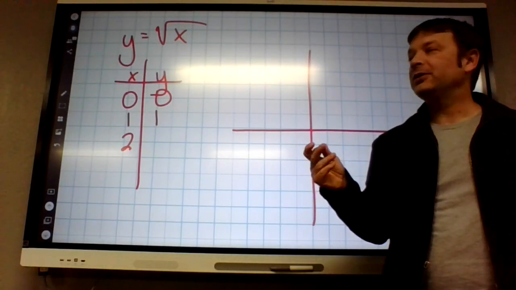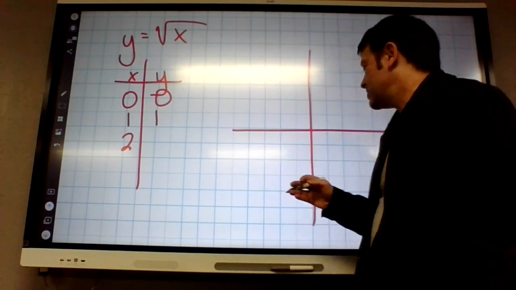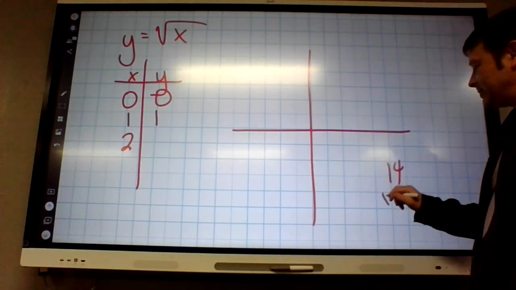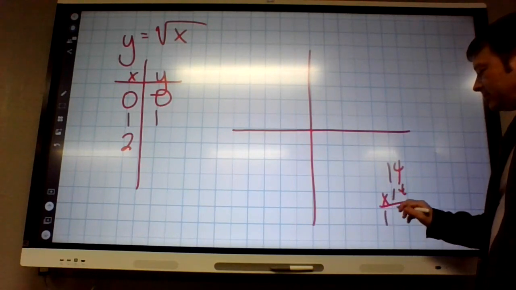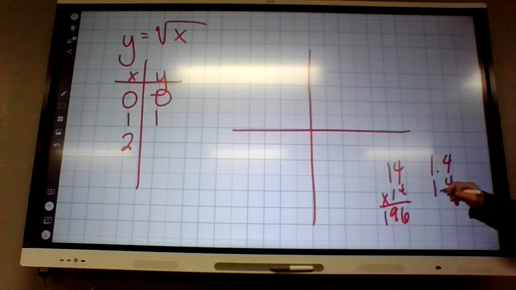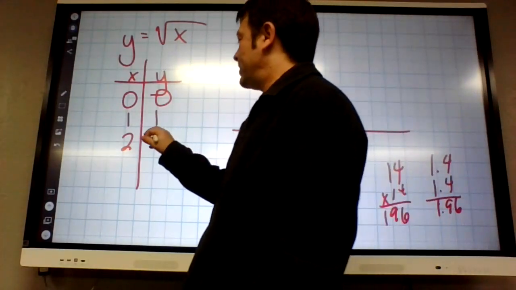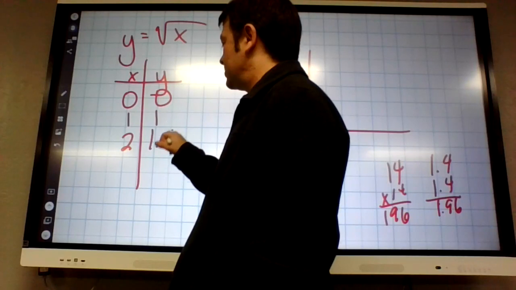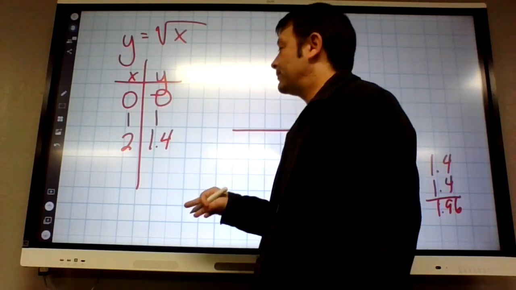Put it in the calculator. So 14 times 14 is like 196, which is kind of a way of saying 1.4 times 1.4 is 1.96. It's almost 2, so it's a little bit more than 1.4. If you put it in the calculator and change it to a decimal, it's about 1.4.